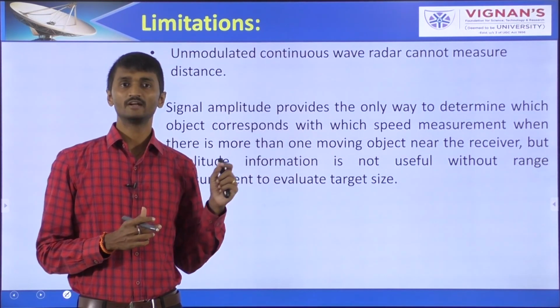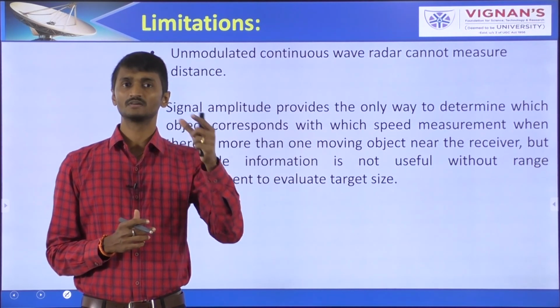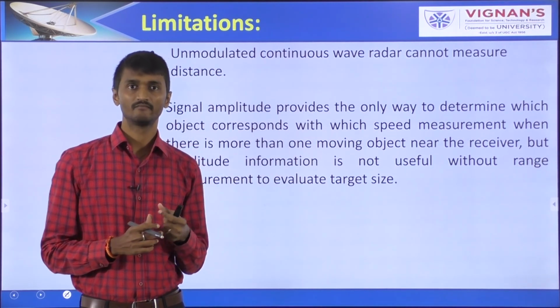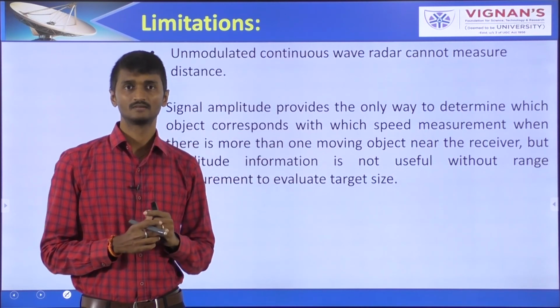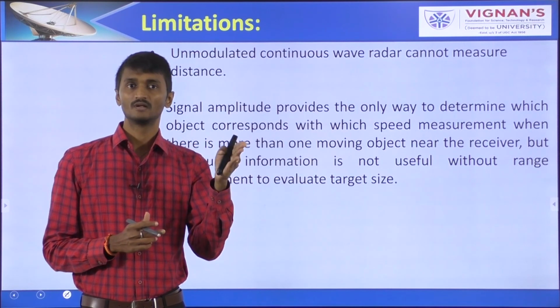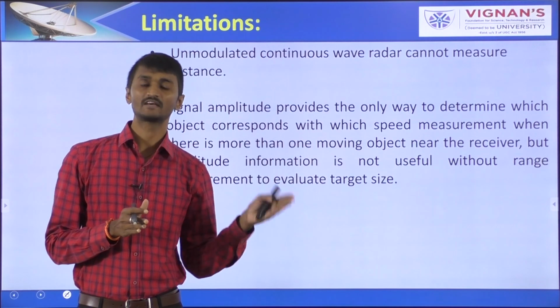Signal amplitude provides the only way to determine which object corresponds with which speed measurement when there is more than one moving object near the receiver. But amplitude information is not useful without range measurement to evaluate target size.